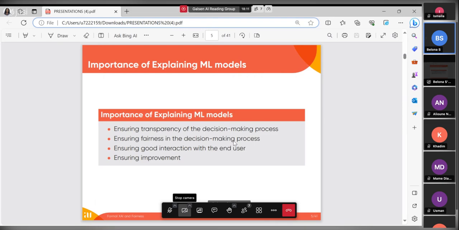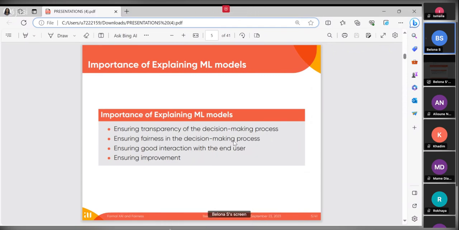And finally, explanation also helps us to ensure improvement in the sense that if I know the reason why I'm accepted, rejected, or having a particular decision from a decision making process, it can help me improve myself in the case that, for example, I'm not admitted in the university. If I know the reason why I wasn't admitted, it can help me to improve myself in order to have better results in the future.